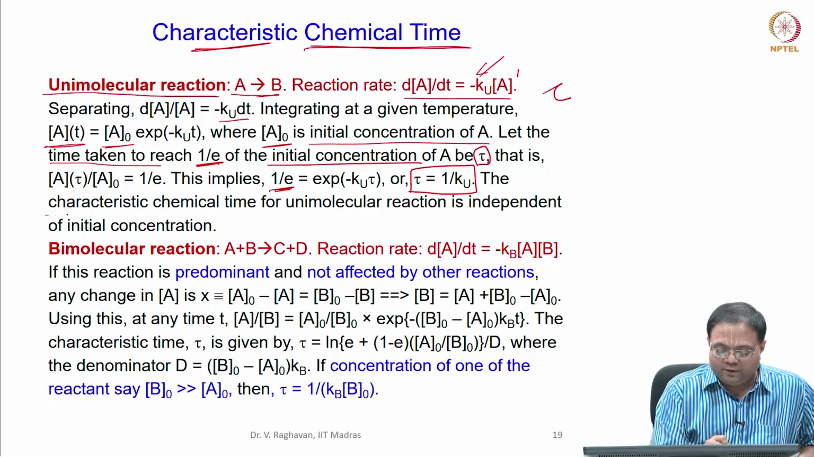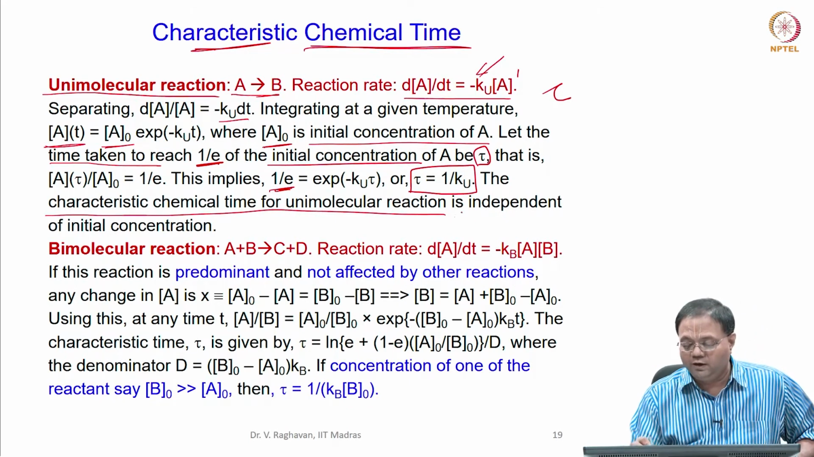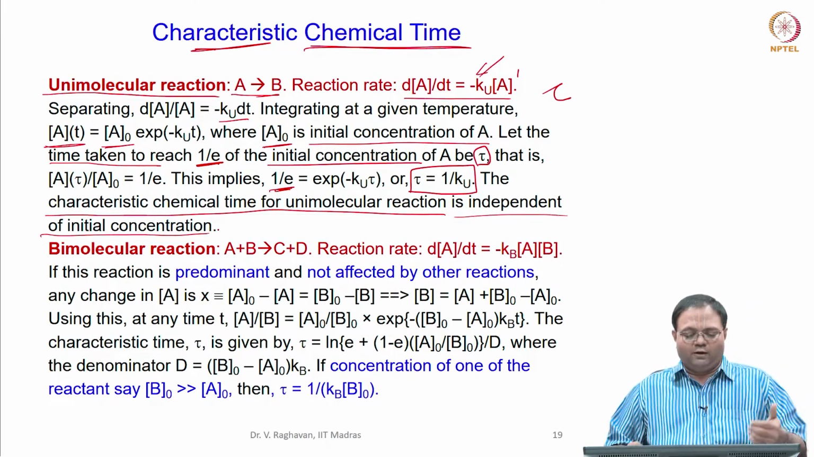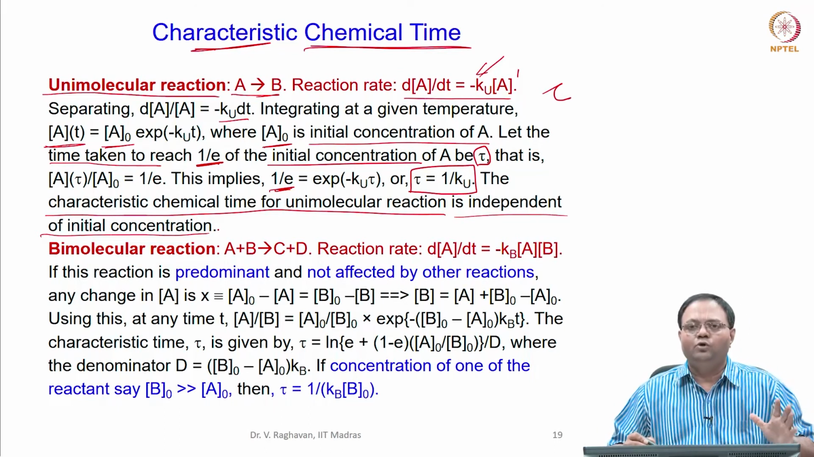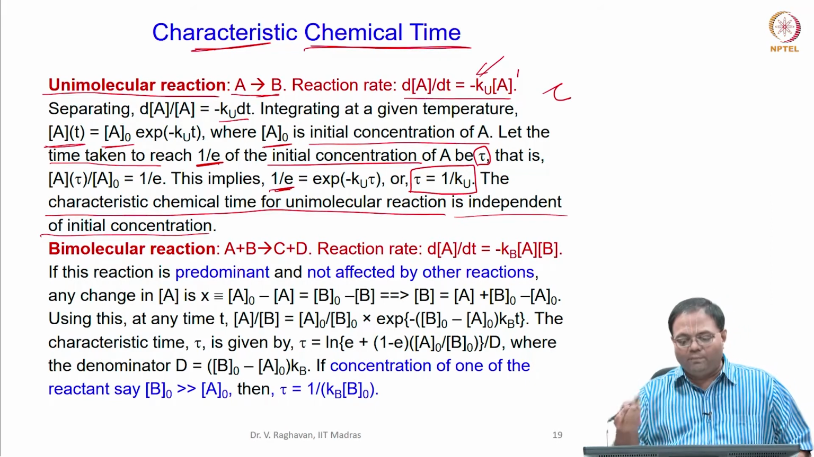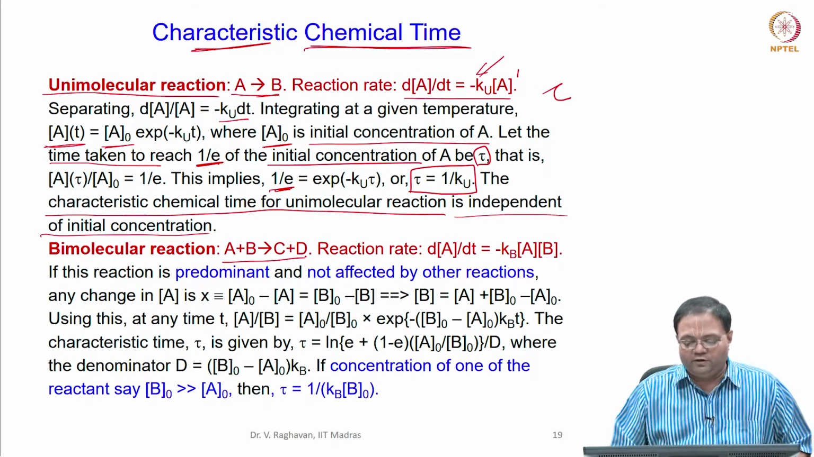Okay. So, the characteristic chemical time of a unimolecular reaction depends only on the temperature and it is independent of the initial concentration. Now, bimolecular reactions are mostly used, so we are only talking about these two. Bimolecular reactions, I told you, 90-95% of elementary reactions are bimolecular in nature. So, how do we write the reaction rate for this?